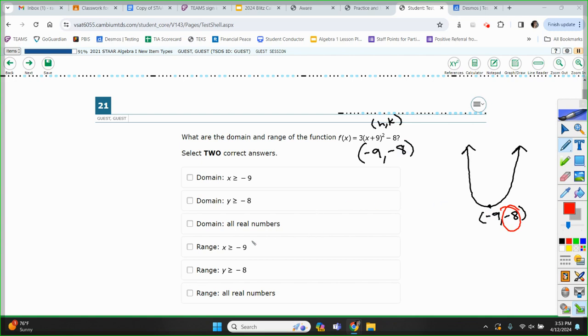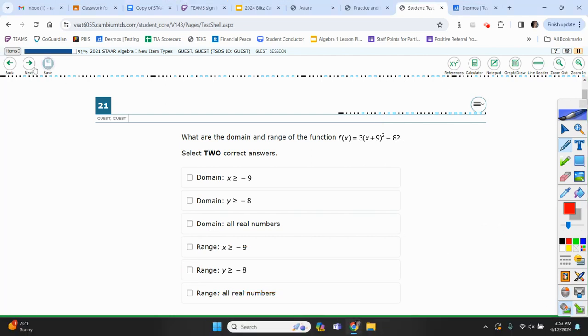When you're looking for the range, it can't be x because range is y values. And the range is never all real numbers, so you know it has to be that one. That makes it pretty easy if you're narrowing out some obvious wrong answers. Range is never all real numbers, only for linear equations. It's never all real numbers for exponential functions or for quadratics, the other two functions we've talked about this year.